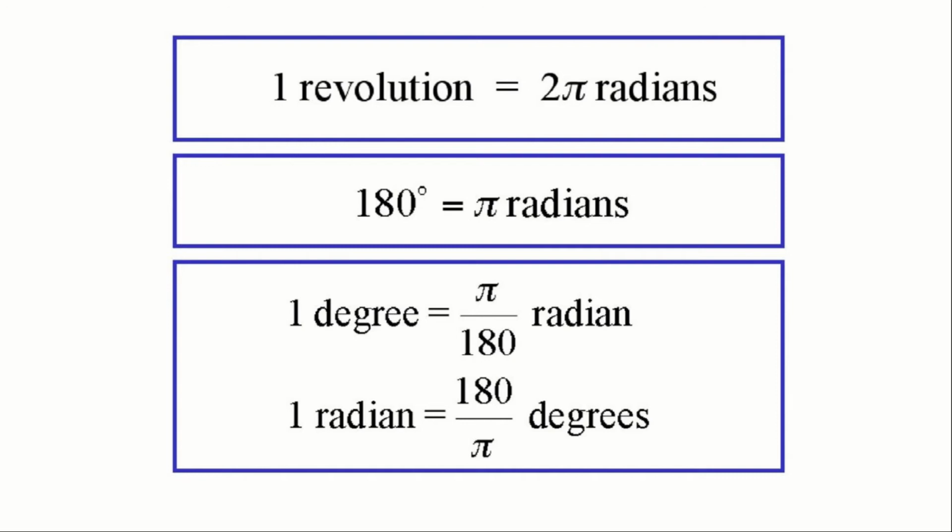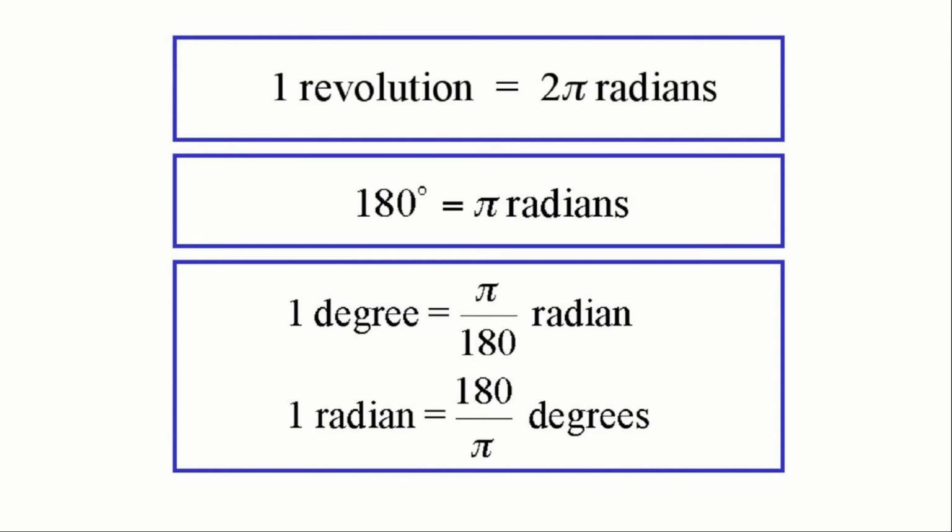1 revolution is equal to 2π radians. We know that π is equal to 180 degrees, and a straight line, that is half a revolution, is considered as 180 degrees. So if π is 180 degrees for half a revolution, then a full revolution is equal to 2π radians. So 2 × π is 360 degrees. 180 degrees is equal to π radians. So 1 degree is equal to π/180 radian, and 1 radian is equal to 180/π degrees.